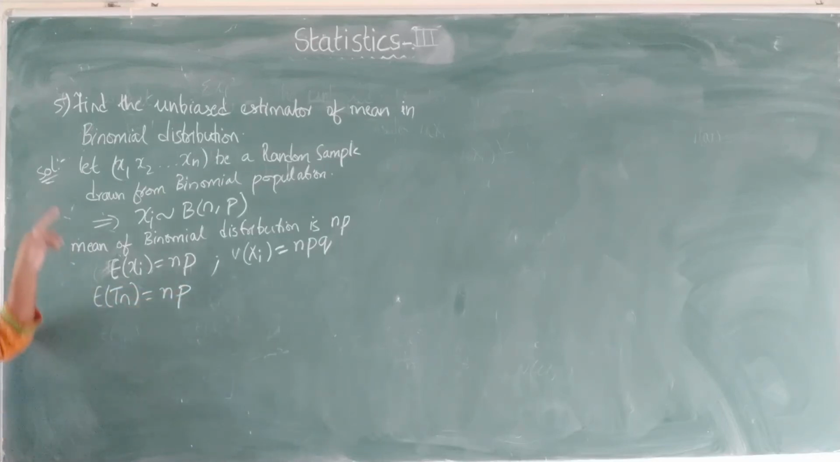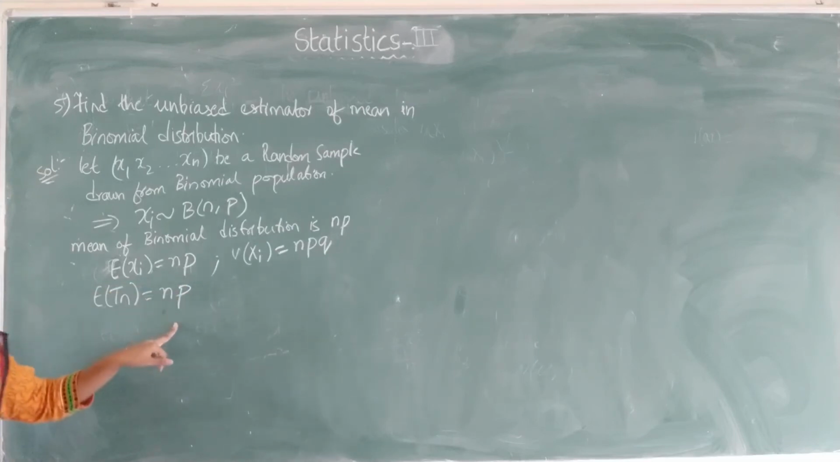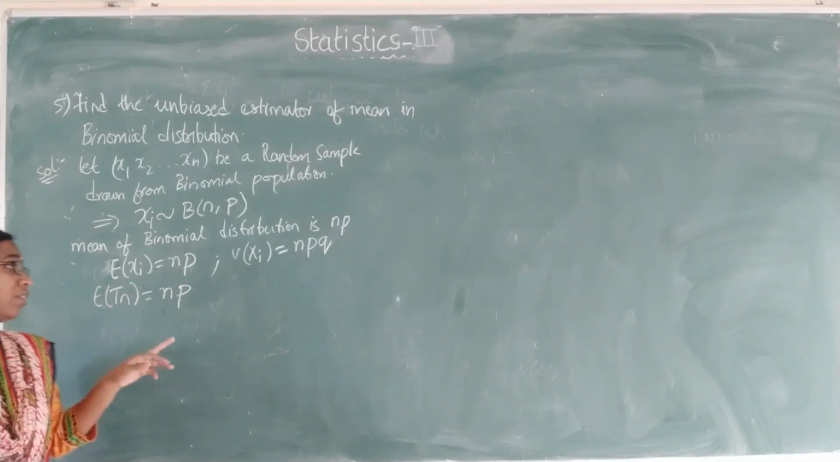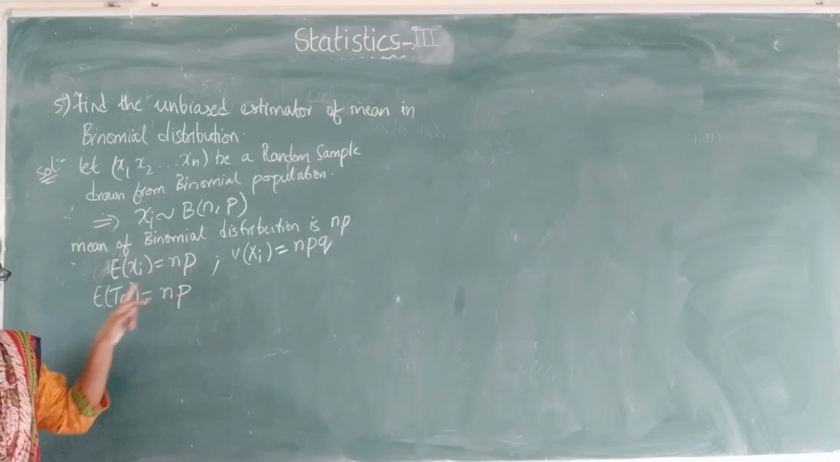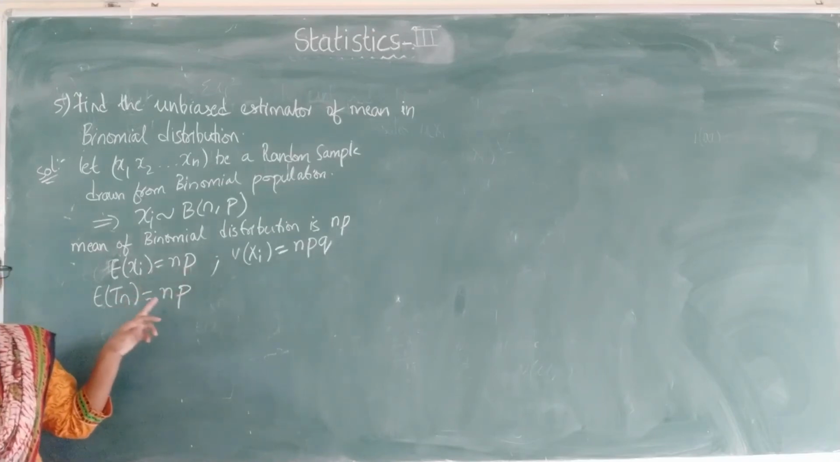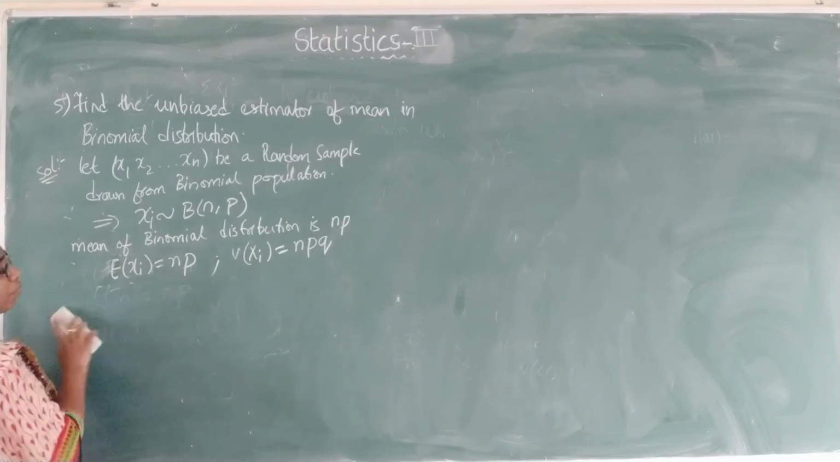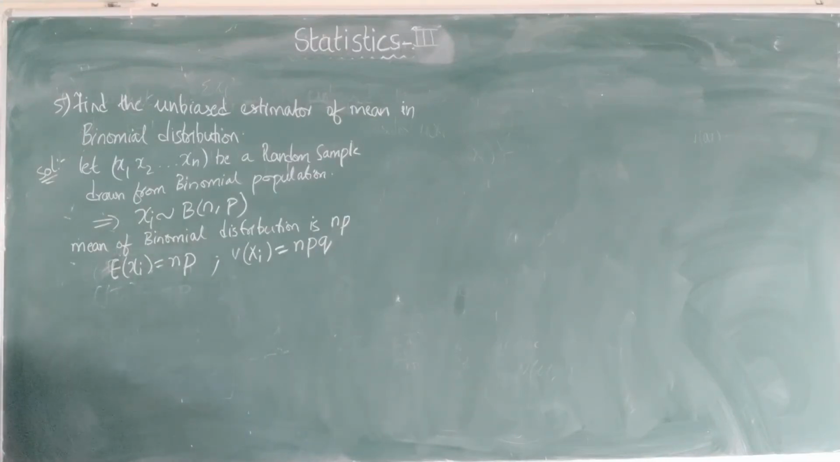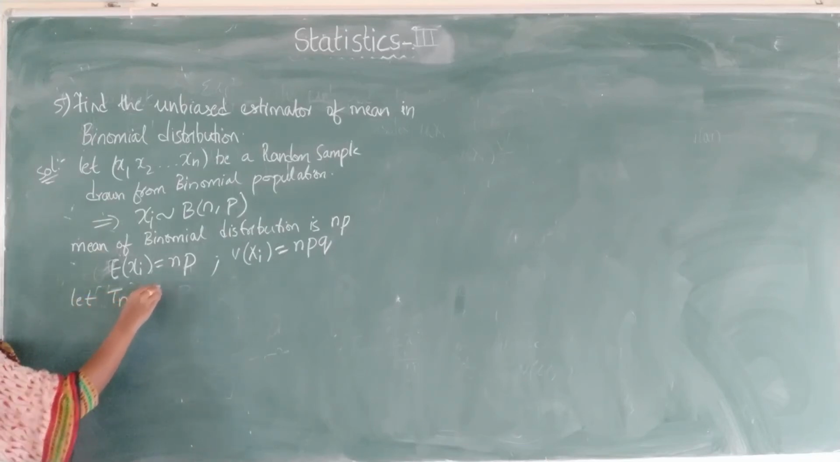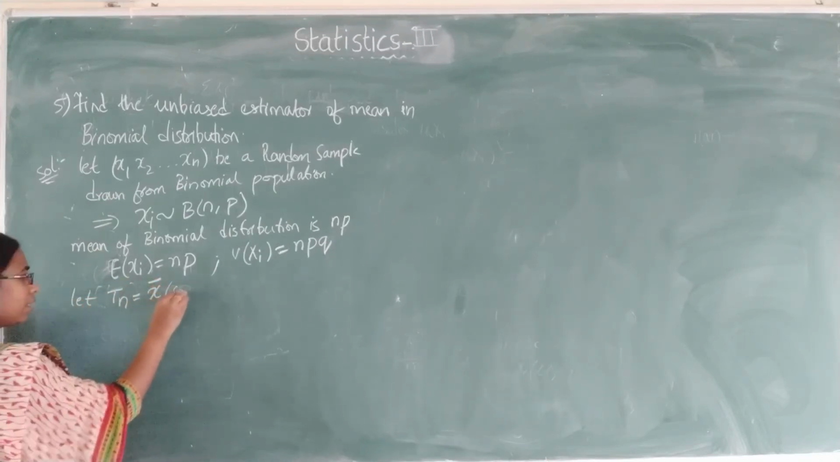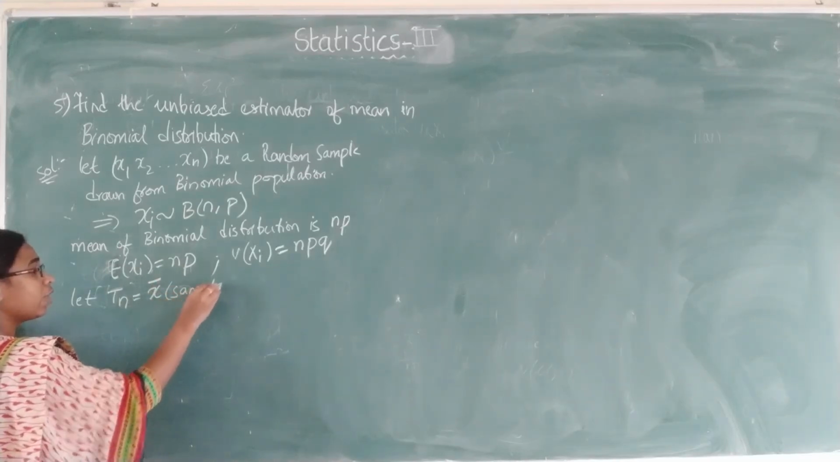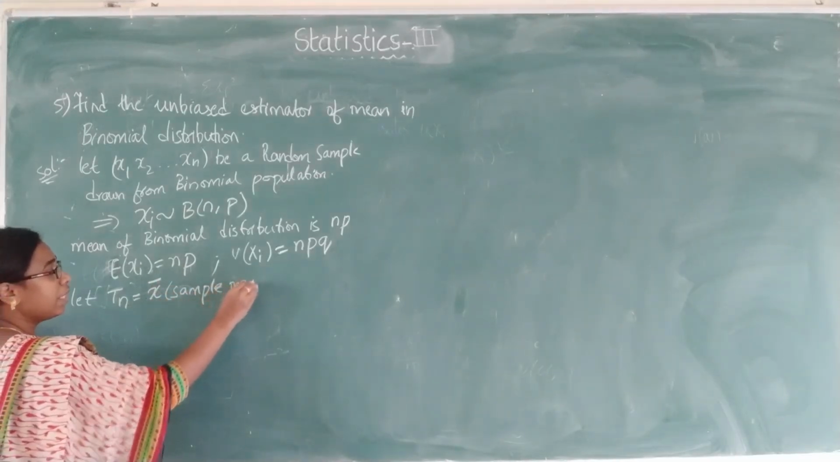So what is this Tn value? We don't know. So what is NP? NP is the population mean, right? So what is an estimator for the population mean? So for population mean, always the sample mean will be the estimate. So here I will consider Tn as the sample mean. So let Tn equals x bar, that is sample mean.